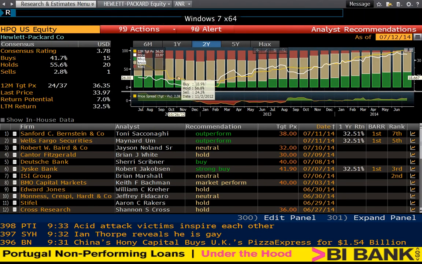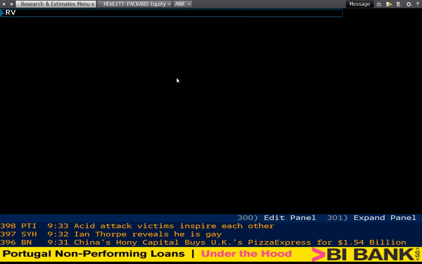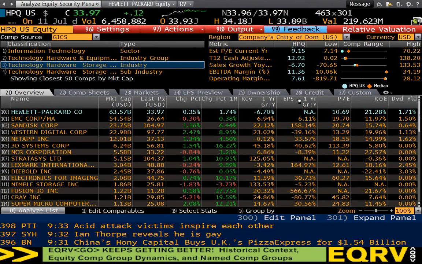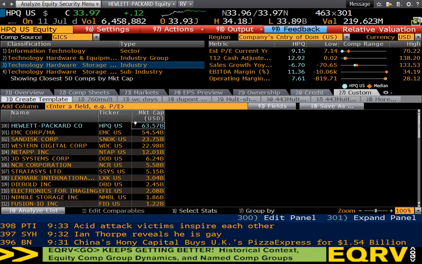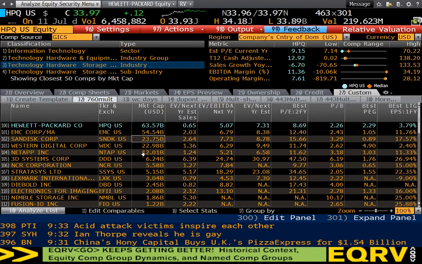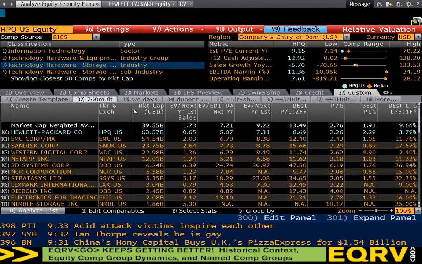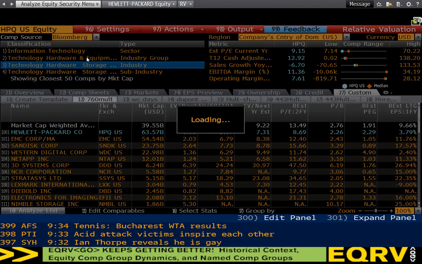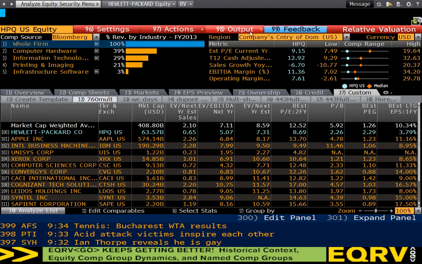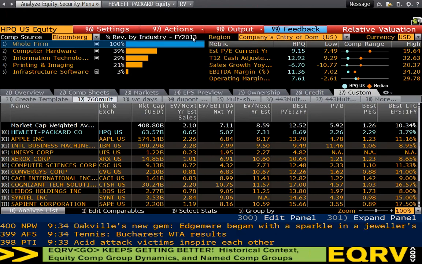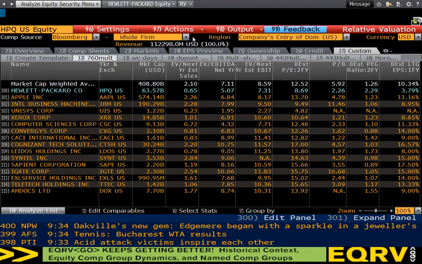And if I look at the RV, and if I look at the multiples that we had done, select stats, market cap weighted average, and I use the Bloomberg peers. Hide the top section so it's a little bit easier to see. But the point is that HP is trading at a discount on most of the multiples, with the one exception of the PEG ratio.